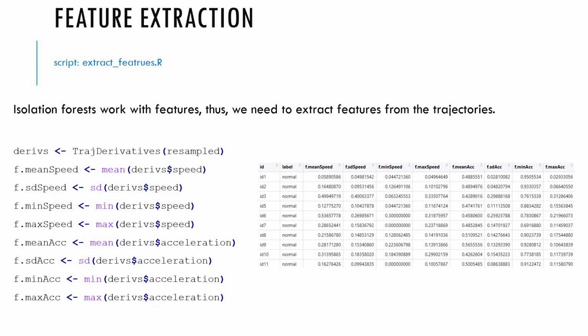Isolation forests work with features, thus we need to extract features from the trajectories. The library trajectories already include some functions that we can use to extract features. For example, we can compute the mean speed, the standard deviation of the speed, the minimum speed, the maximum speed, and so on. We will do the same for the acceleration. At the end, we will end up with 8 features. And this is how the dataset looks like after the feature extraction process.